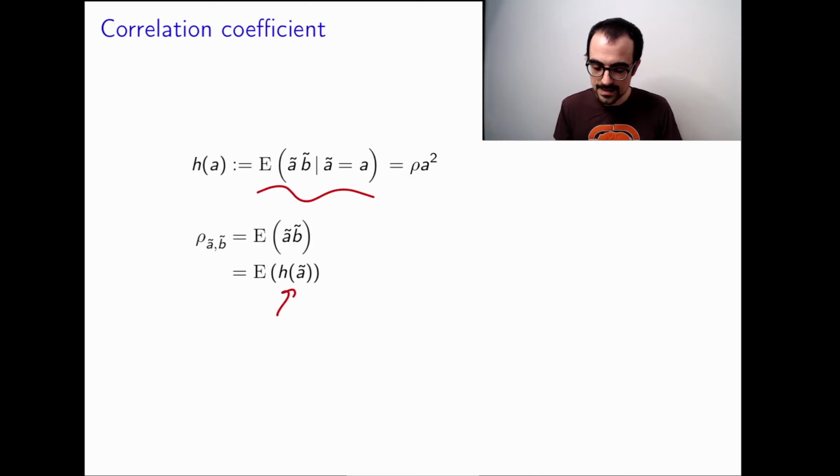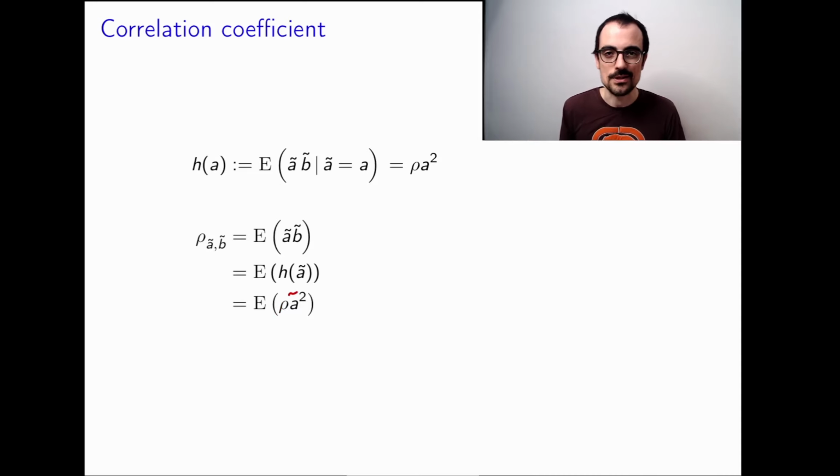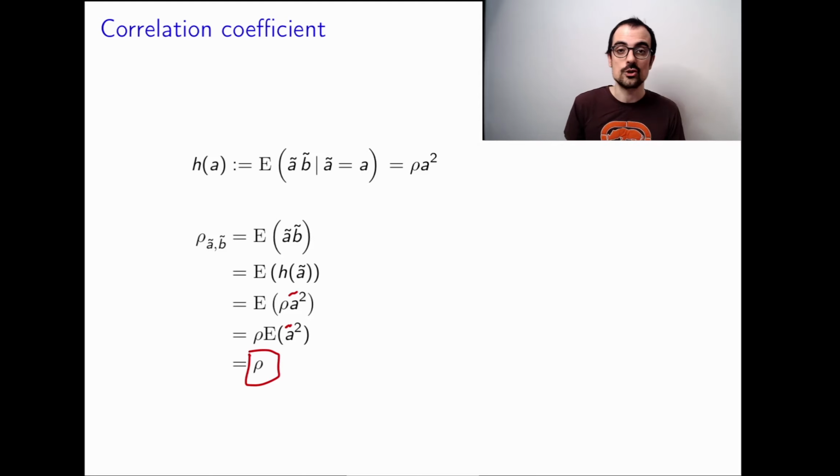If we plug A back in into this expression, this is just equal to the expected value of rho times A squared, where I had forgotten that this is still a random variable. Now rho can come out, and we know that A has unit variance. So we see that rho is actually the correlation coefficient of these two Gaussian random variables. So that's why it determines it, now we understand.